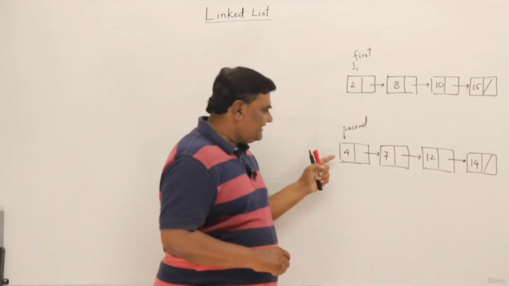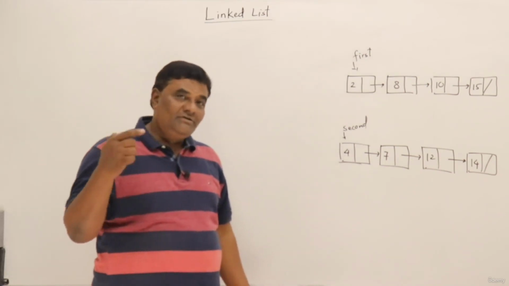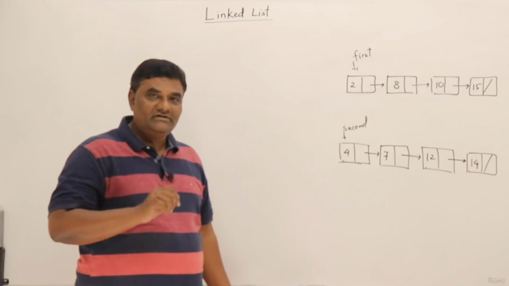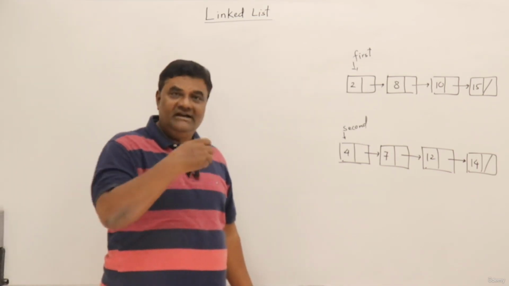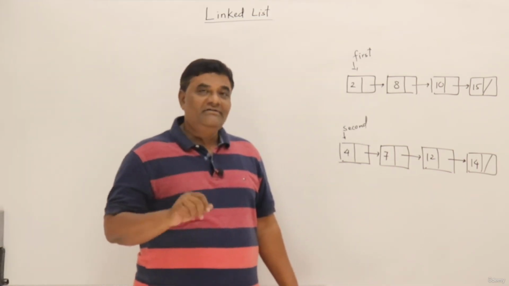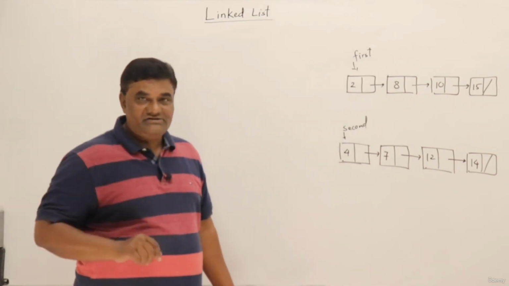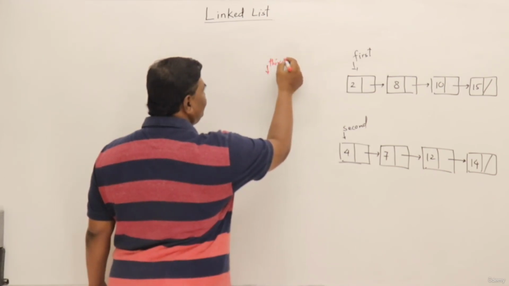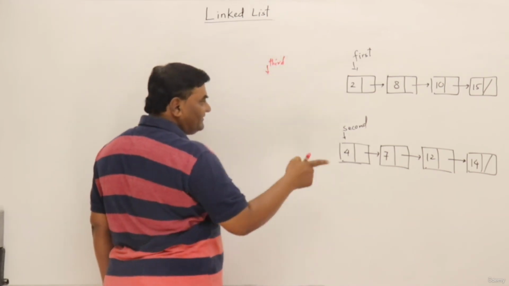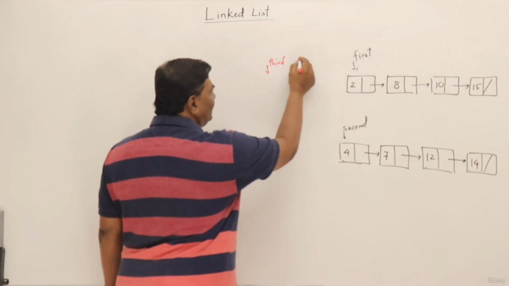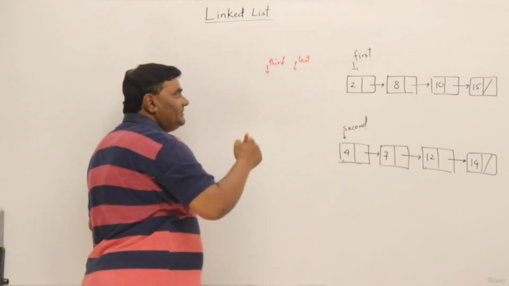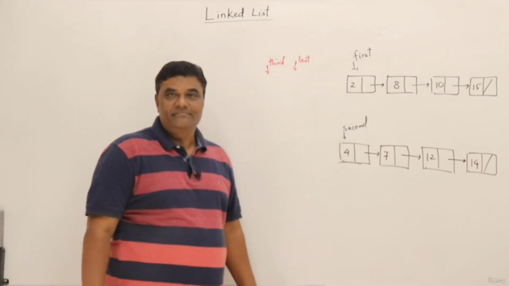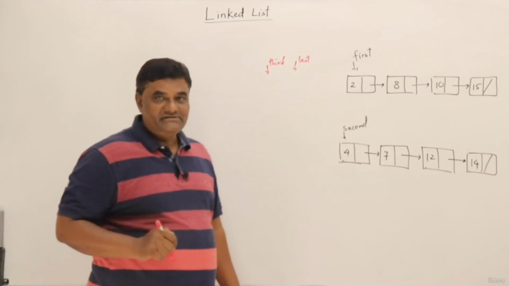This is the first linked list, this is the second linked list. For merging, we require one more pointer. Let us call it third. I will take one pointer called third, and to help that pointer, I will take one more pointer, that is last. I need two pointers. One is third, that will be pointing on the first node of the third linked list, that is the merged linked list. And also I will use one more pointer called last. This will be pointing on the last node of that merged linked list. So I have to use two pointers.